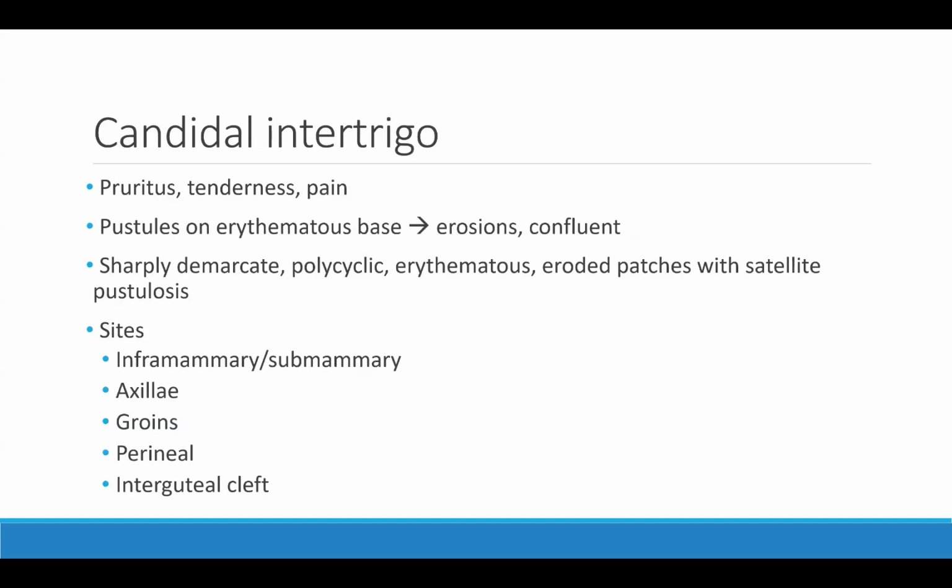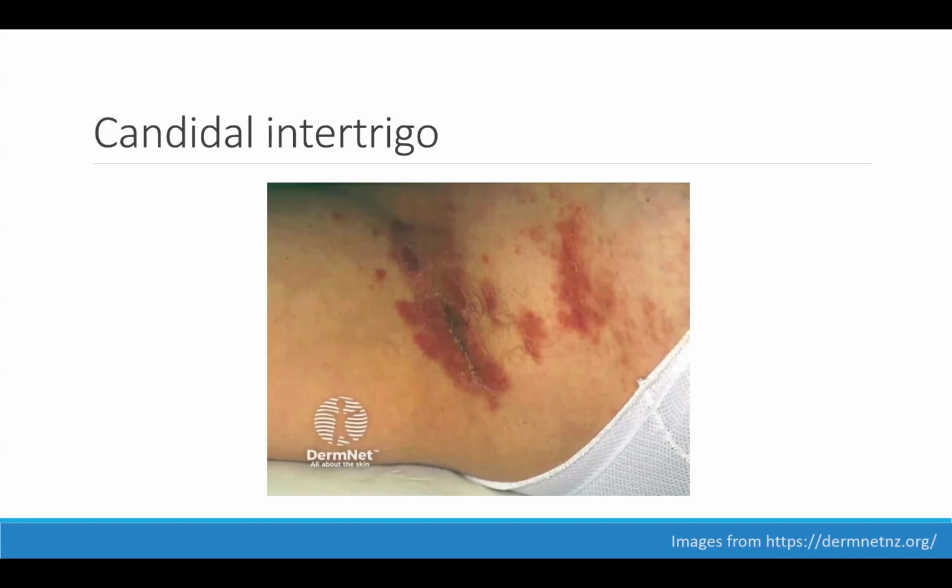In candidal intertrigo, patients present with pruritus, tenderness, and pain. On examination, there are pustules on erythematous base, which becomes erosions which are confluent. Patients also have sharply demarcated polycyclic erythematous eroded patches with satellite pustulosis. Sites of involvement are inframammary or submammary areas, axilla, groins, perineal, and intergluteal cleft. This is a picture of candidal intertrigo, and you can appreciate the presence of satellite lesions.